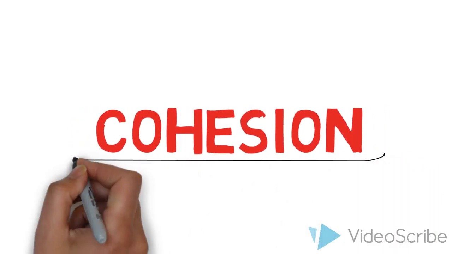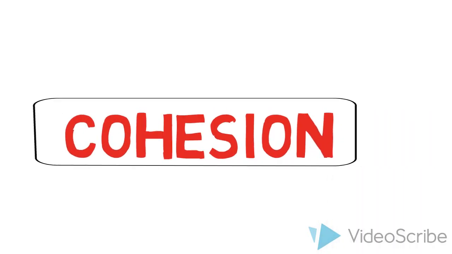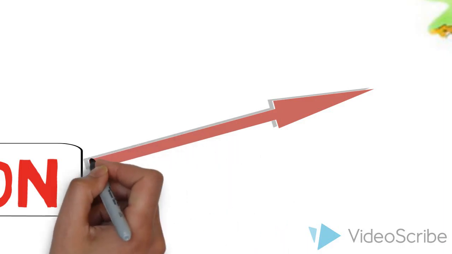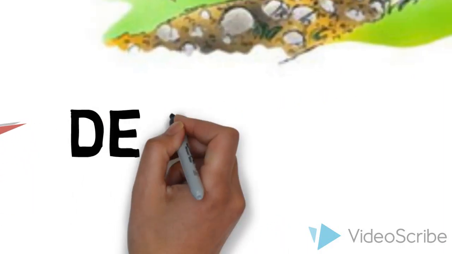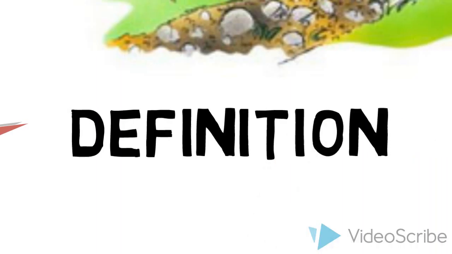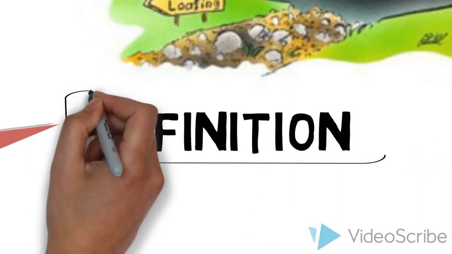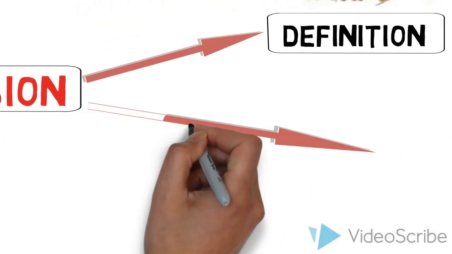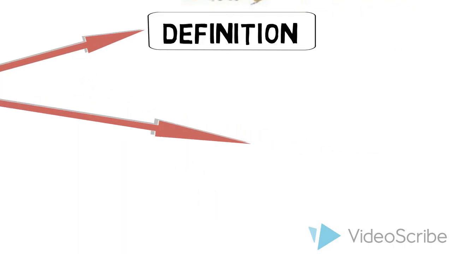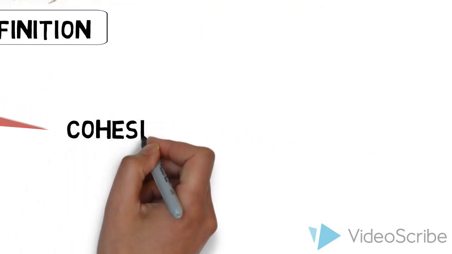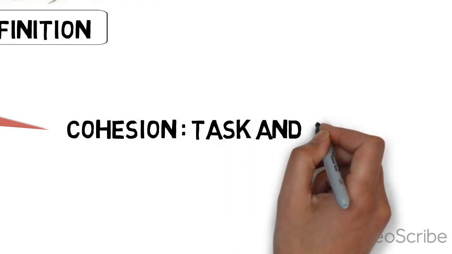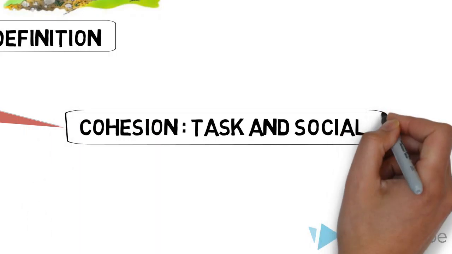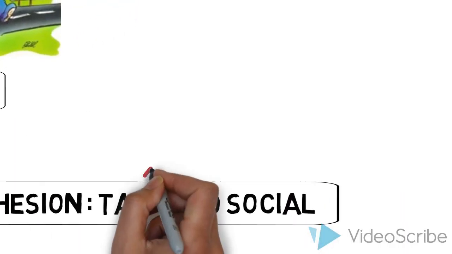So secondly, the main topic within this is cohesion. You will first look at a definition of this. You may want to use your own examples here. Secondly, you will be looking at task and social cohesion. So you need to be able to define both task and social cohesion using your own examples within sport, obviously.